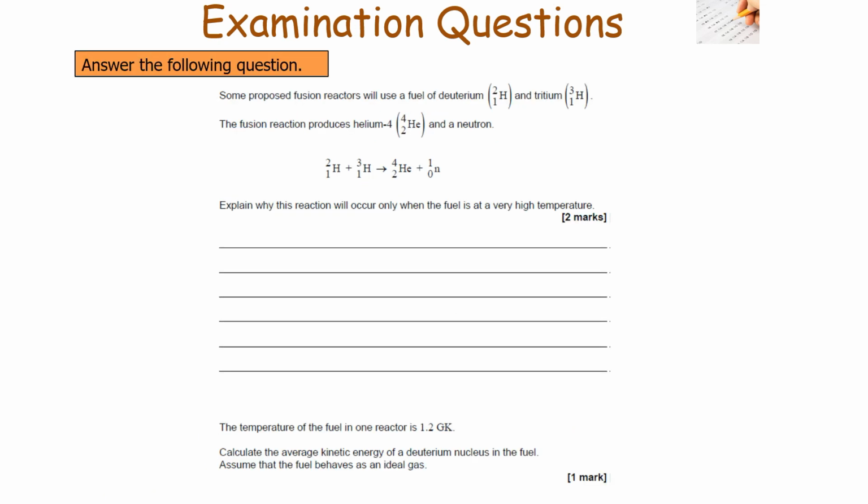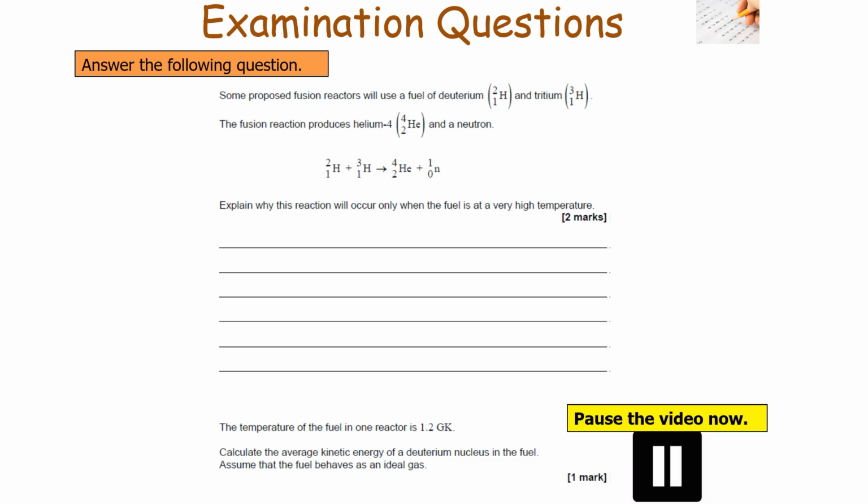Next question. Some proposed fusion reactors will use a fuel of deuterium and tritium. The fusion reaction produces helium-4 and a neutron. Firstly, explain why this reaction will only occur when the fuel is at a very high temperature. Then the temperature of the fuel in one reactor is 1.2 gigakelvin. Calculate the average kinetic energy of a deuterium nucleus in the fuel, assuming the fuel behaves as an ideal gas. So pause the video now, then unpause the video when you want to go through your answer.